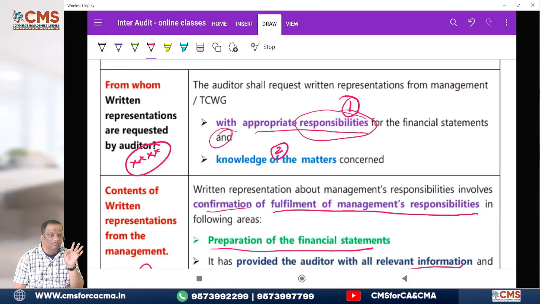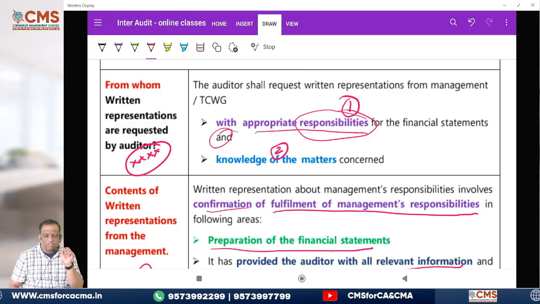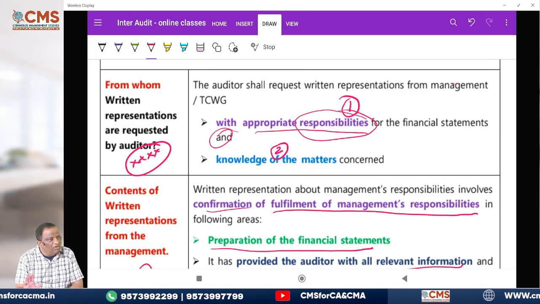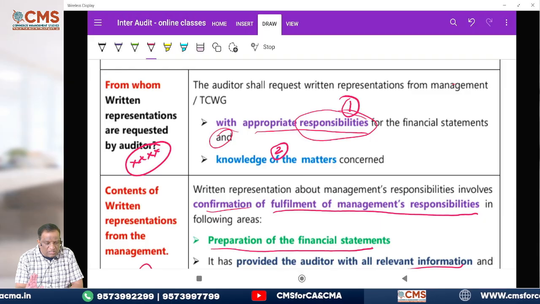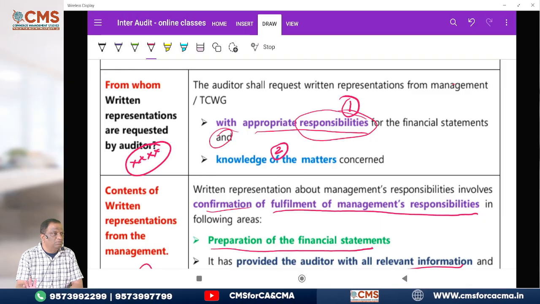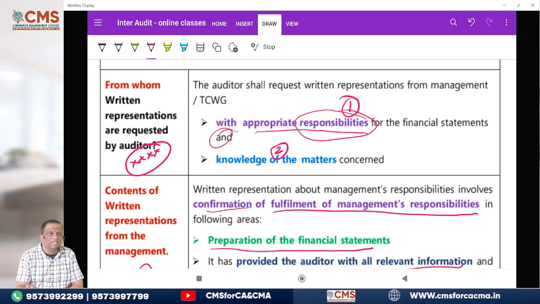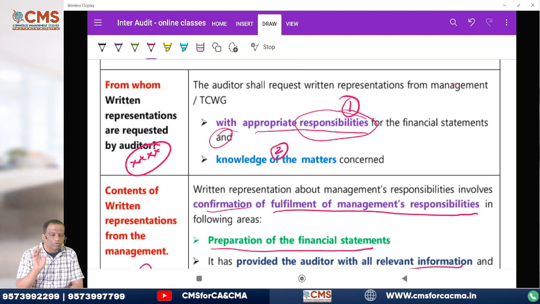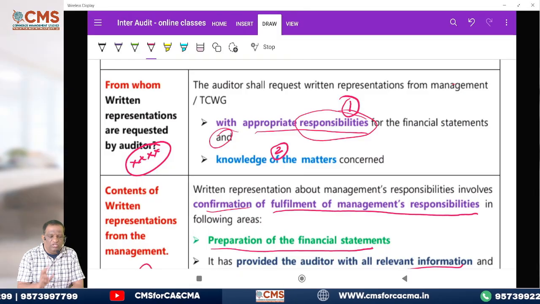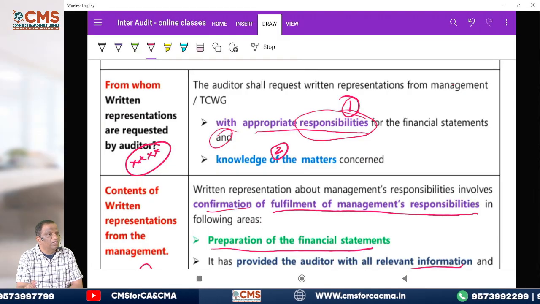Putting it in a simple way, that is what he is explaining. From whom should I take this written representation? Whoever has appropriate responsibility with regard to it, and second, who is knowledgeable about it. Or you can write the second one first and the first one later: who has knowledge about it and who has authority on it. So from them you have to take a written representation.